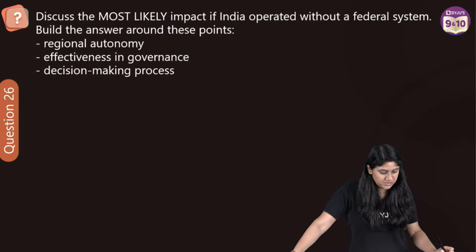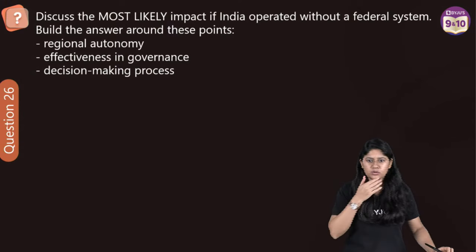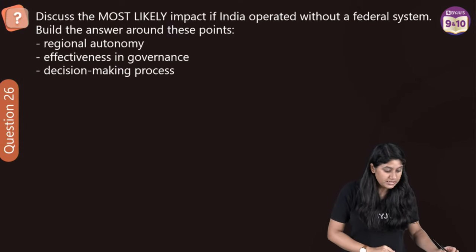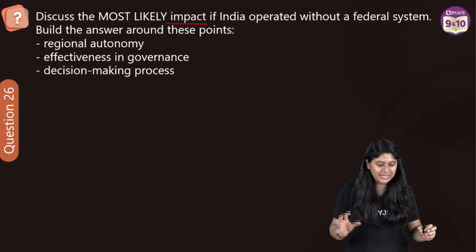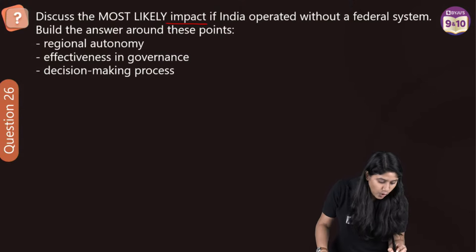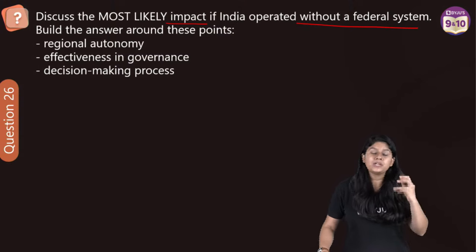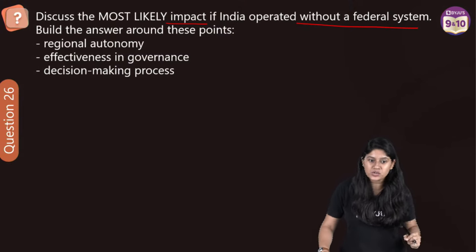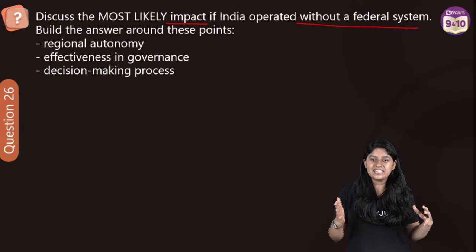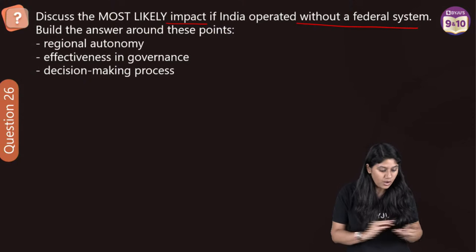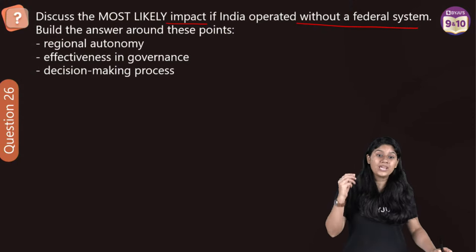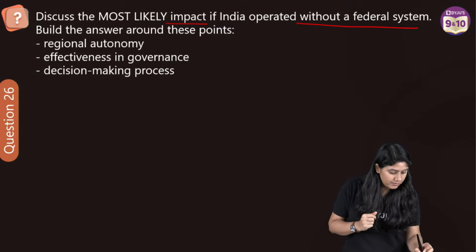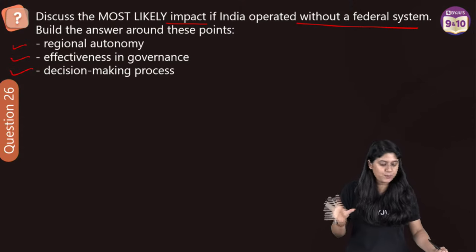Awesome, everyone. So let's take a look at this particular question. This is question number 26. It's a 3 marks question. Discuss the most likely impact. What is the most likely impact if India started operating without the federal system? So we know that we have a federal system in our country, right? All of us agree that we have a federal system in our country. What will happen if in India we don't have the federal system? We have to write our answer by considering these 3 points.